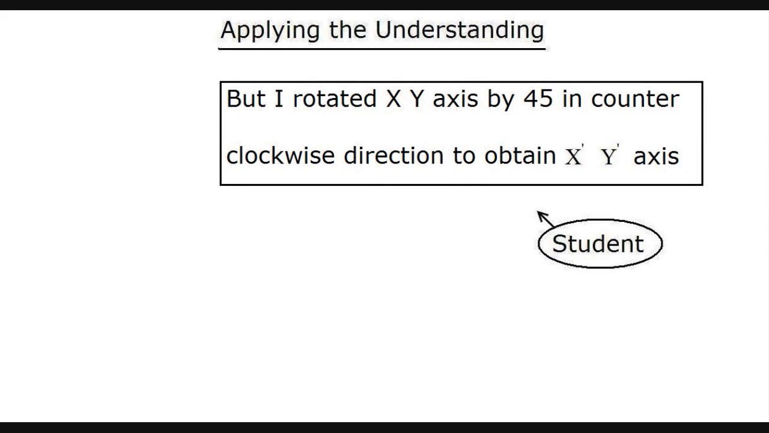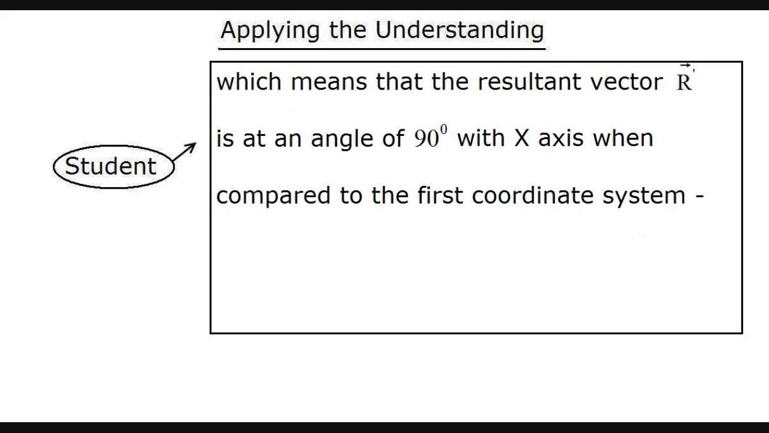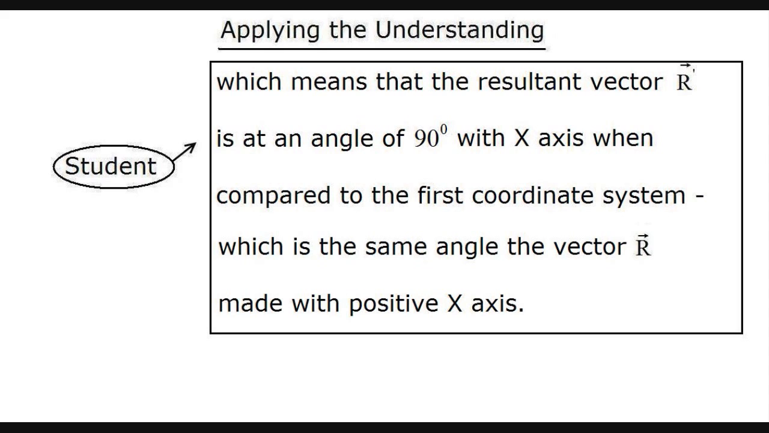But I rotated xy axis by 45 degrees in counterclockwise direction to obtain x prime, y prime axis, which means that the resultant vector r prime bar is at an angle of 90 degrees with x-axis when compared to the first coordinate system, which is the same angle the vector r bar made with positive x-axis.